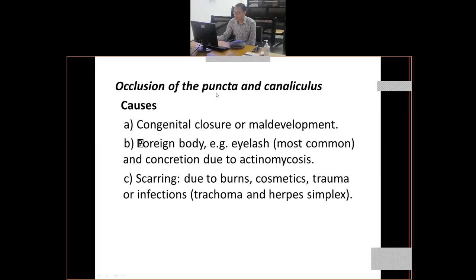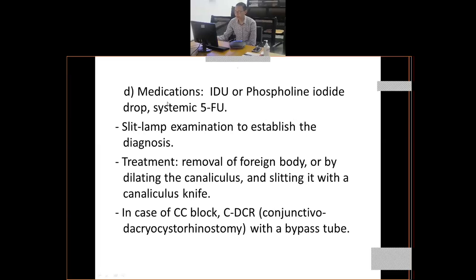Next is occlusion of the puncta and canaliculus. Causes can be congenital closure or maldevelopment, foreign body or concretions, then scarring due to burn, cosmetic, trauma, infection like trachoma, herpes simplex. Then certain medications also cause punctal stenosis. These drugs are IDU, idoxuridine, phospholine iodide, 5-fluorouracil.